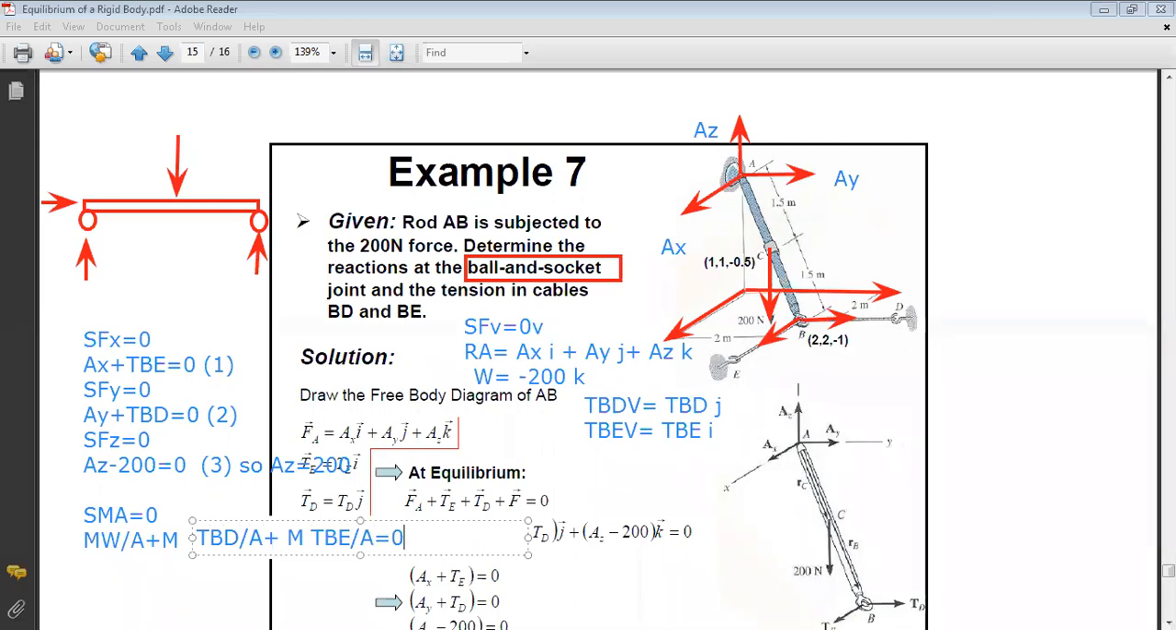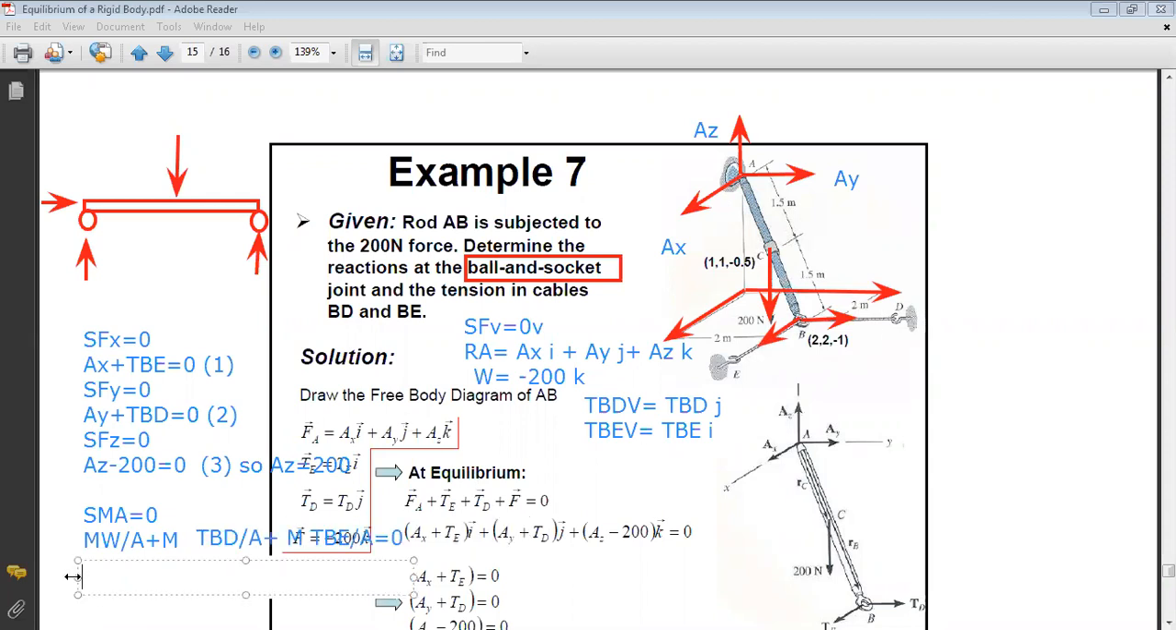Now, how do we get the expression of the moment? As we said, it's R vectorial F. So for the weight, which is passing by C, I do AC vectorial the weight. For TBE, I do AB vectorial TBE. And for TBD, I do AB vectorial TBD. So I will write it here.